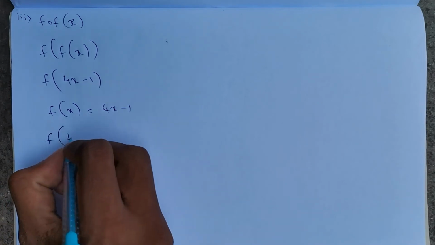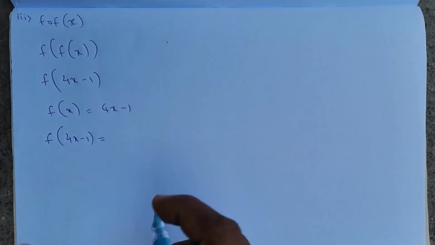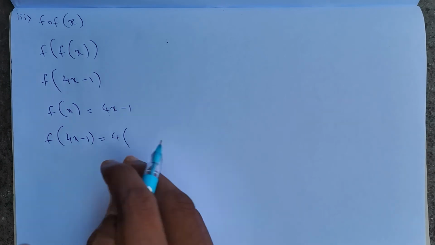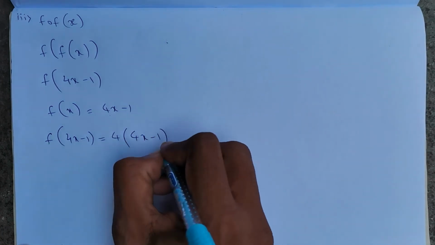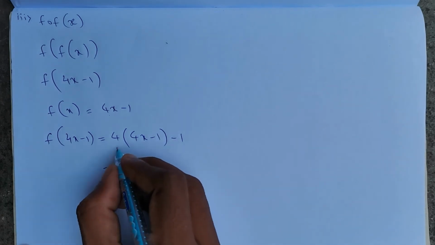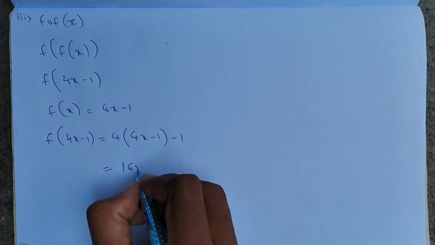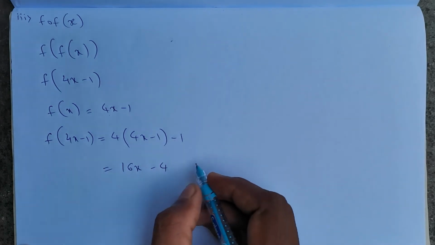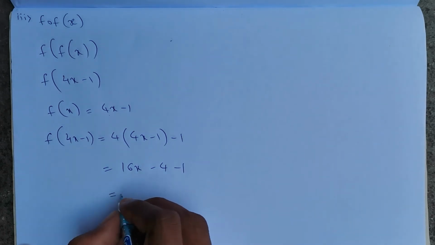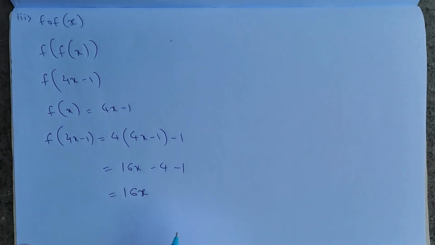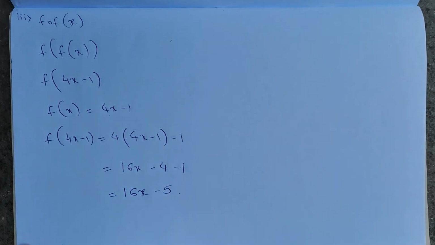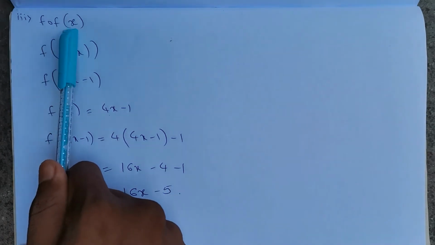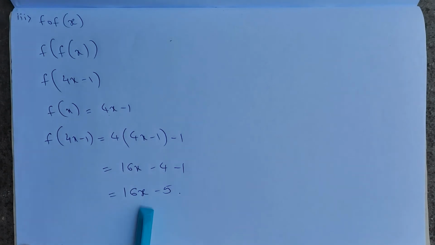So f of 4x minus 1, here 4 as it is, in the place of x we need to substitute 4x minus 1. This minus 1 as it is, equals 4 into 4x, 16x, minus 4 into 1, 4, here minus 1 as it is. So we get 16x minus 4 minus 1, minus 5. So the value of f of 4x minus 1 is equal to 16x minus 5.